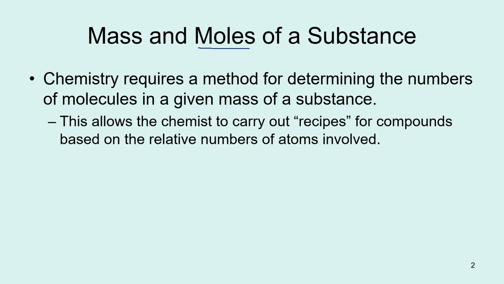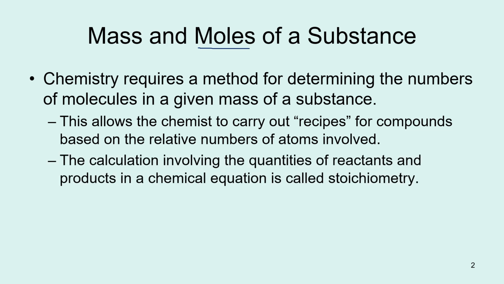So this means that we can carry out recipes. It's sort of like cooking. I guess being a chemist, I know why I don't like to cook, because I'm cooking all day in lab. So anyway, you have to follow these recipes based on relative numbers of atoms. So many of this will create so many of that. The name for this is called stoichiometry.